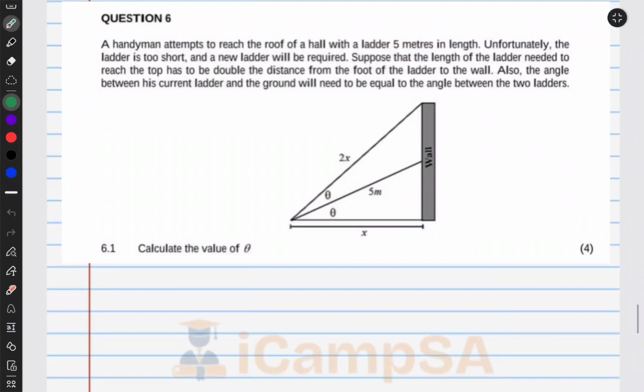Okay, for question 6, a handyman attempts to reach the roof of a house with a ladder that is 5 meters in length. Unfortunately, the ladder is too short and a new ladder will be required. Suppose the length of the ladder needed to reach the top has to be double the distance from the foot of the ladder to the wall. Also, the angle between his current ladder and the ground will need to be equal to the angle between the 2 ladders. Okay, so first thing first, calculate the value of theta.